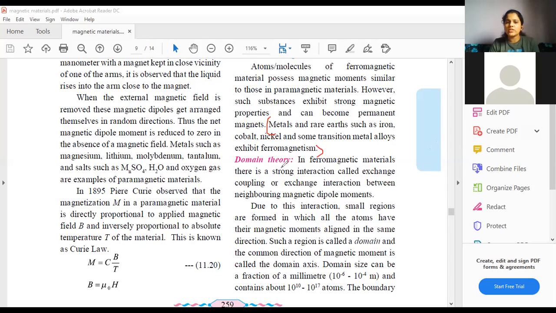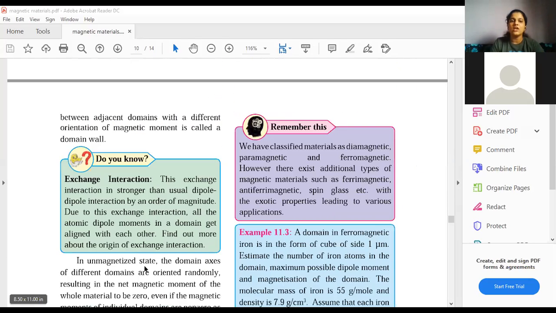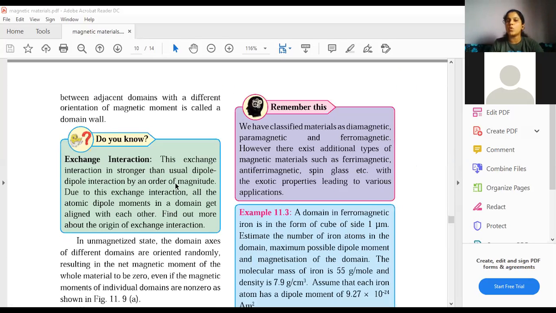Next, students, you can see this subtopic, domain theory. The domain concept that I just explained is written over here. In ferromagnetic materials, there is a strong interaction called exchange coupling or exchange interaction between the neighboring magnetic dipole moments. Now, what is this exchange coupling? Exchange coupling and exchange interaction are just alternative names. Here they have written in this blue colored box what exchange interaction is. Exchange interaction is stronger than usual.